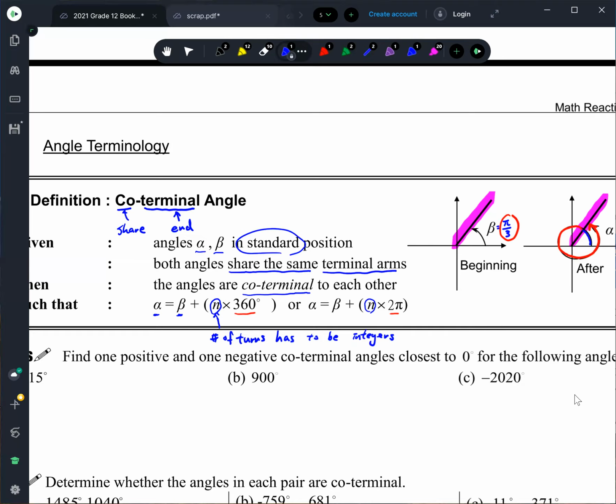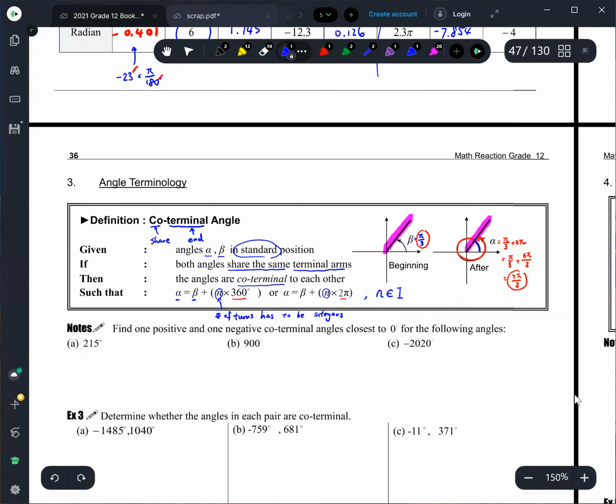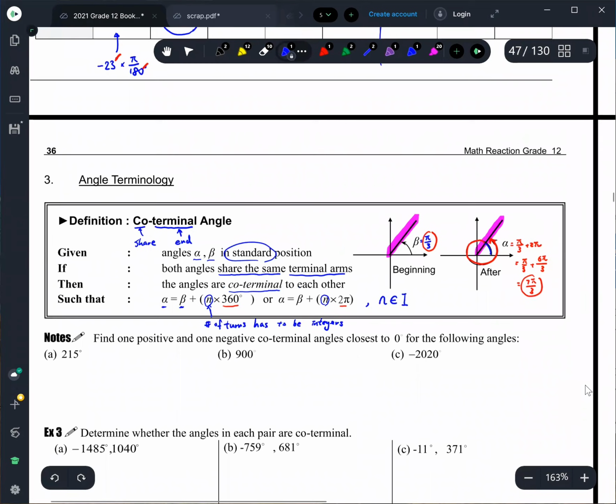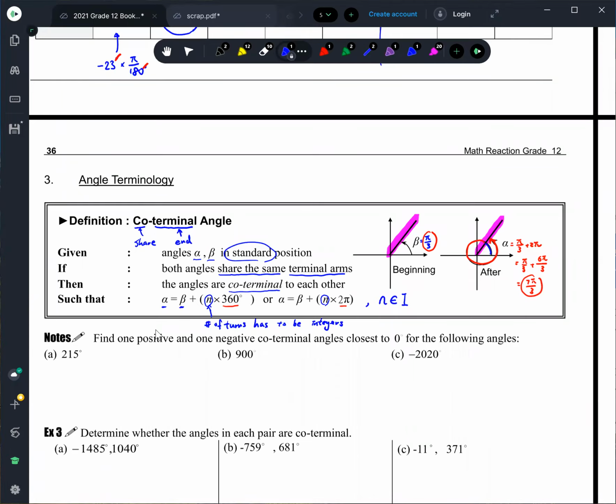So on the side you can write it down: n is an element of I, where I stands for integer. So that's the definition of coterminal angles. All right, please raise your hand if you finish copying these notes. And then we're going to try a few questions.